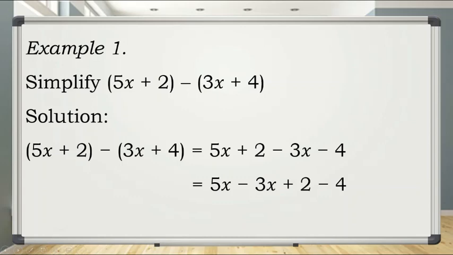Subtract 5x and 3x. We have 2x and then 2 minus 4. Dito, magkaiba ang sign. So, subtraction pa din at copy yung sign na nasa malaking number. So, we have 2x minus 2.